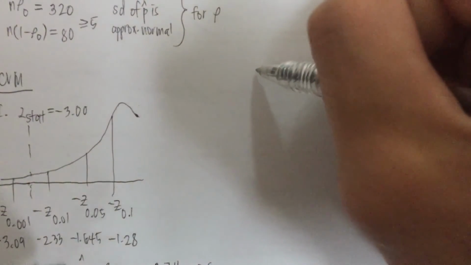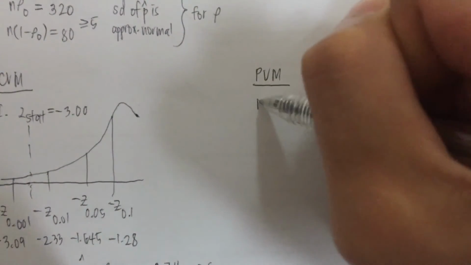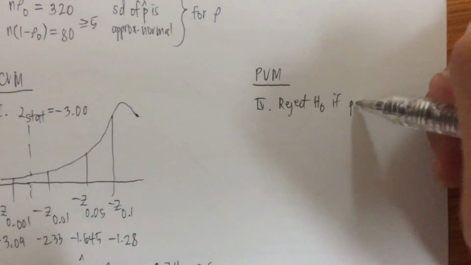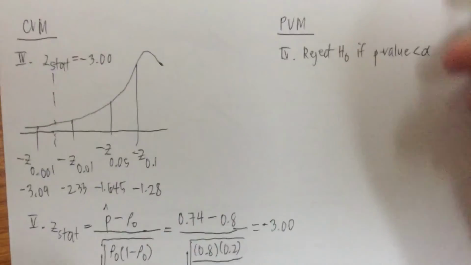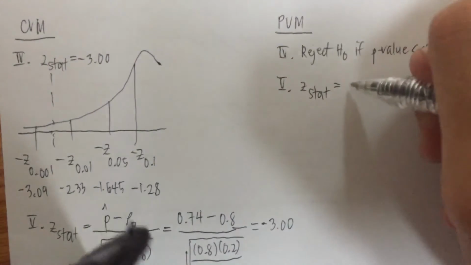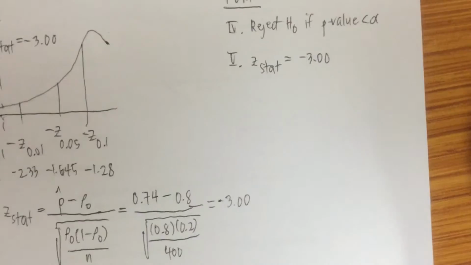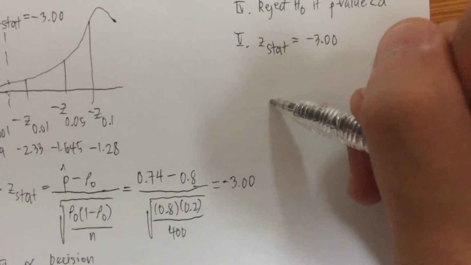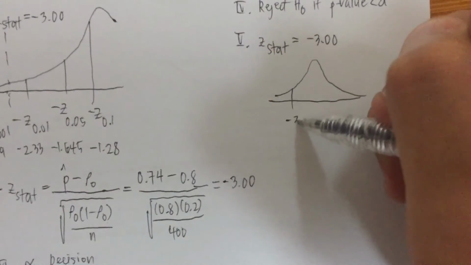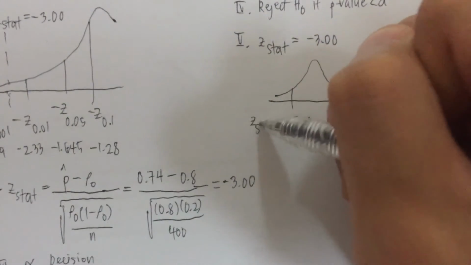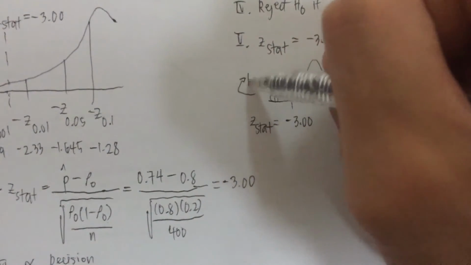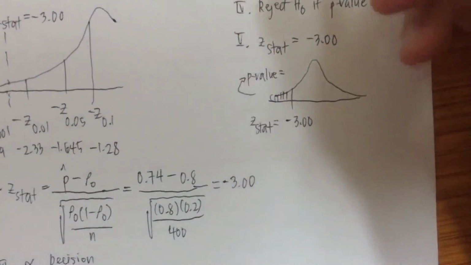Now, under p-value method, again, rejection rule is the same. We reject the null hypothesis if the p-value is less than alpha. So the test statistic that was computed earlier was negative 3. So if we compute for the p-value, again, this is one-sided less than. So if this is the test statistic, negative 3, then the p-value should be the area to its left. So this should be the total p-value.